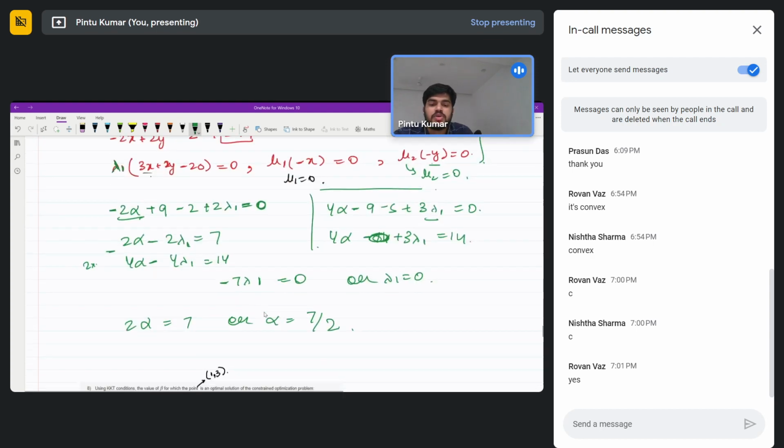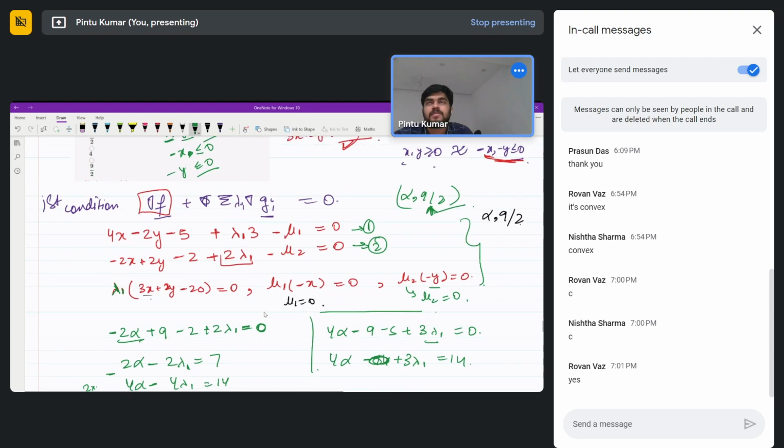Any doubt in this question? Sir, please state the non-zero part where you prove that x is non-zero. Where I said that x is non-zero. Yes, sir. That you prove mu1 is zero, not x.